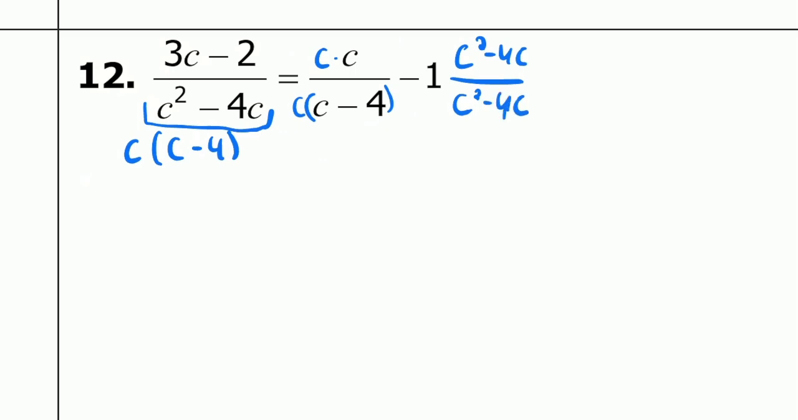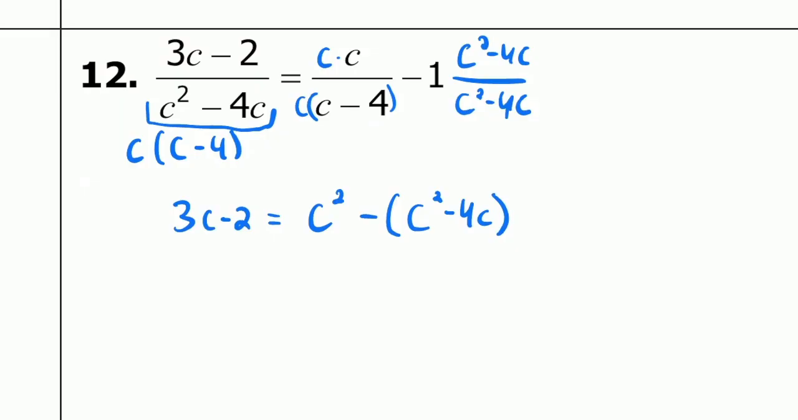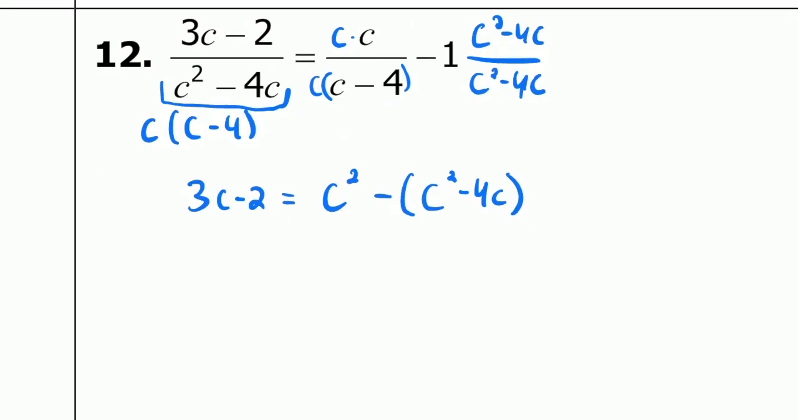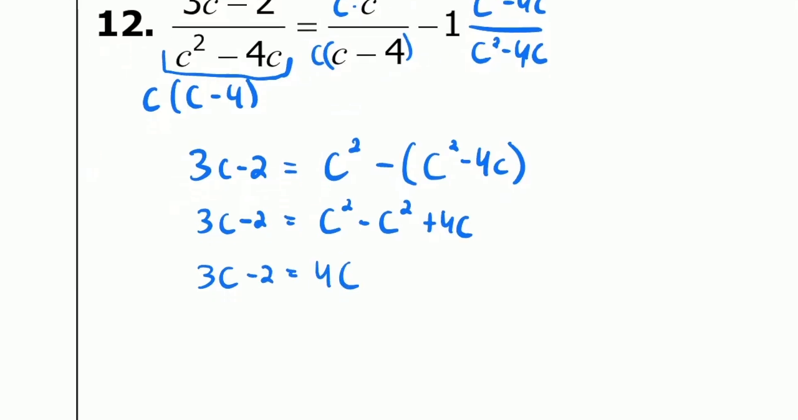Which will give me 3c minus 2 is equal to c squared minus, parenthesis, c squared minus 4c. Let's see. That will give me 3c minus 2 is equal to c squared minus c squared plus 4c. These two c squareds are going to cancel each other out. So 3c minus 2 is going to equal 4c. And if I subtract 3c from both sides, I will get negative 2 is equal to c.